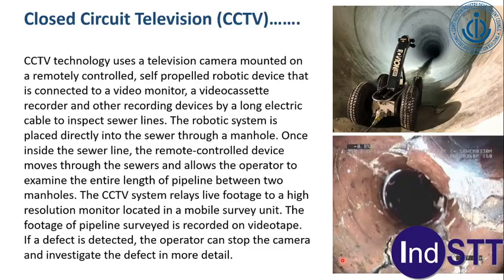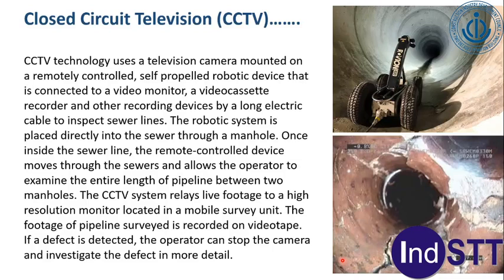Then we have CCTV. Most of you will be familiar with this. This technology uses a television camera mounted on a remotely controlled self-propelled robotic device that is connected to a video monitor, a video cassette recorder and other recording devices by a long electric cable to inspect sewer lines. The robotic system is placed directly into the sewer through a manhole. Once inside the sewer line, the remote controlled device moves through the sewers and allows the operator to examine the entire length of pipeline between two manholes.